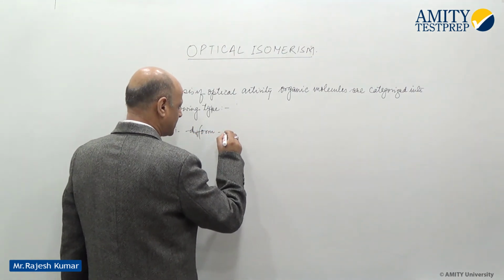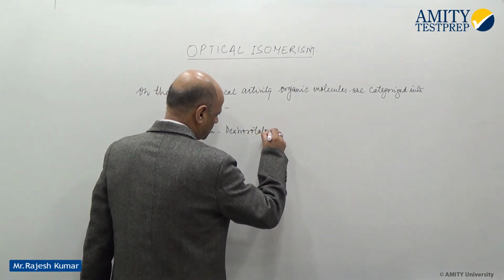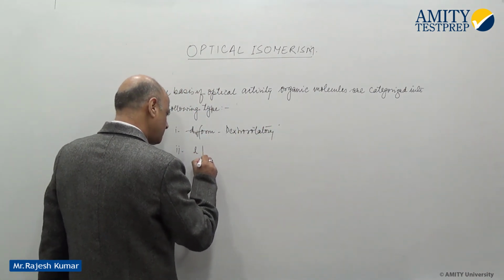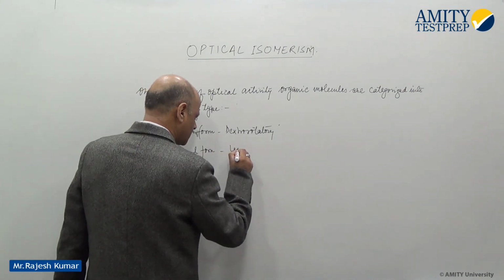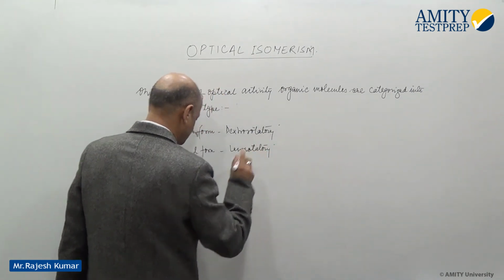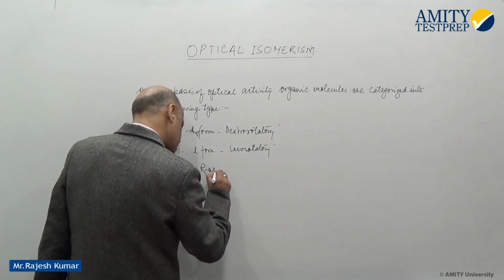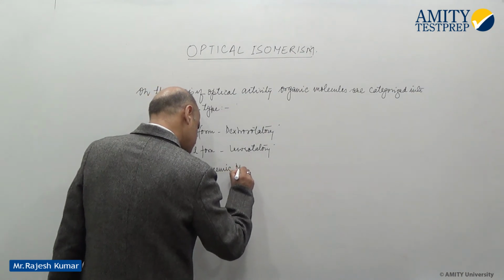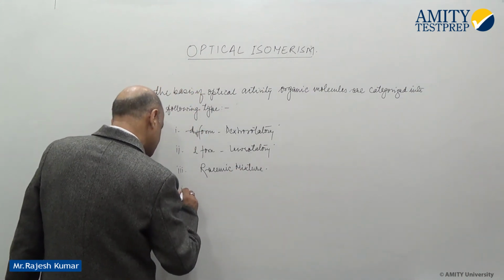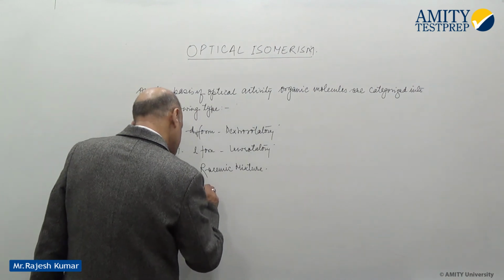Or dextrorotatory. Another is called L form or levorotatory. Another is said to be racemic mixture. And another one is here, mesoform.